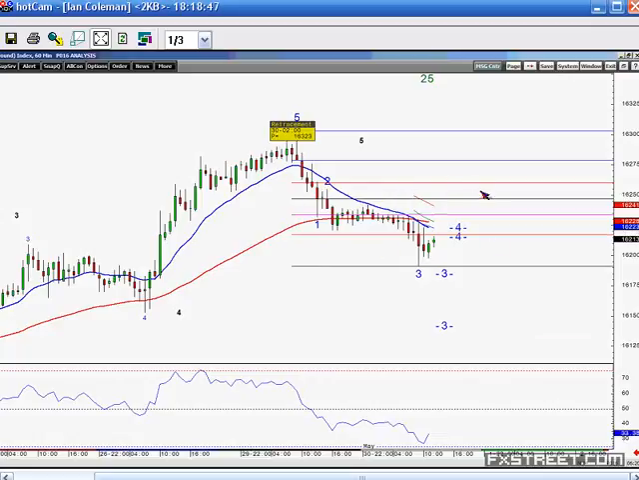So yes, pullback short. I think this ABCD formation is complete. I think we may, as I said, get a slight move up. I am long in small. I'm allowed to confess my own trades. Around about this level actually, 162.12, and I'm looking for a short-term move up.